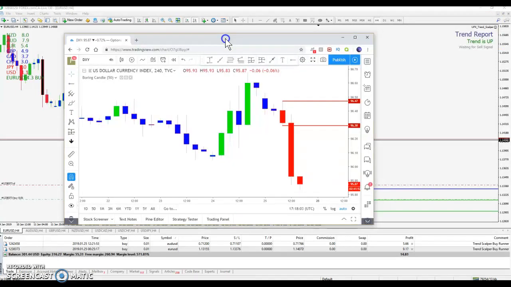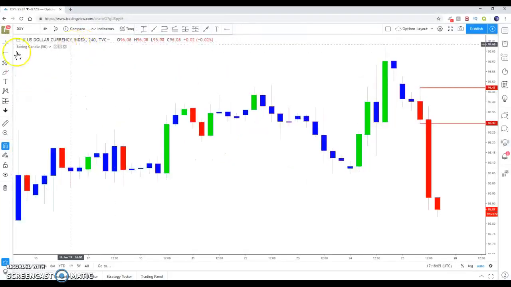And also, let's quickly have a look. I didn't show the DXY here that I've got running. I do have a how-to video on getting this chart set up. It's the US dollar currency index, which is the DXY. I like to keep an eye on this to see what's going on.